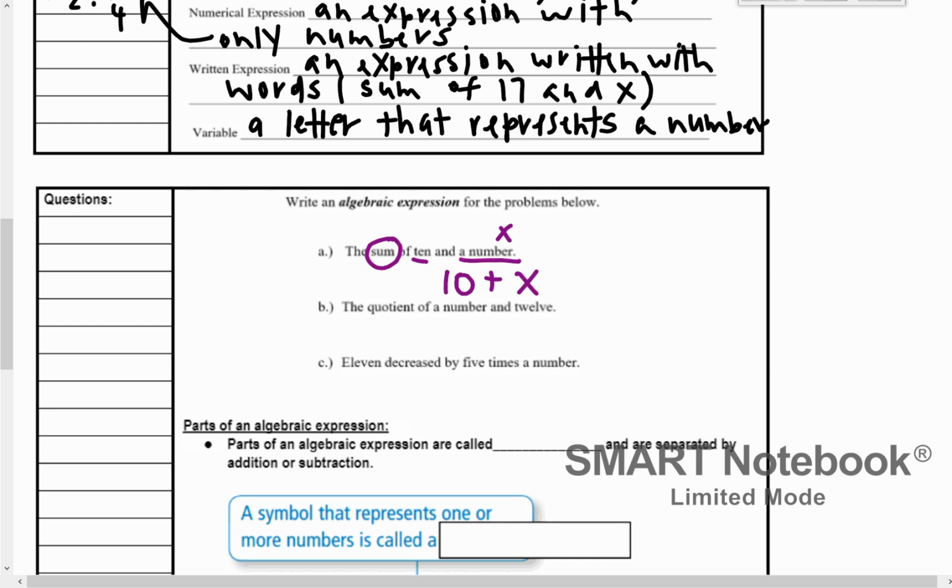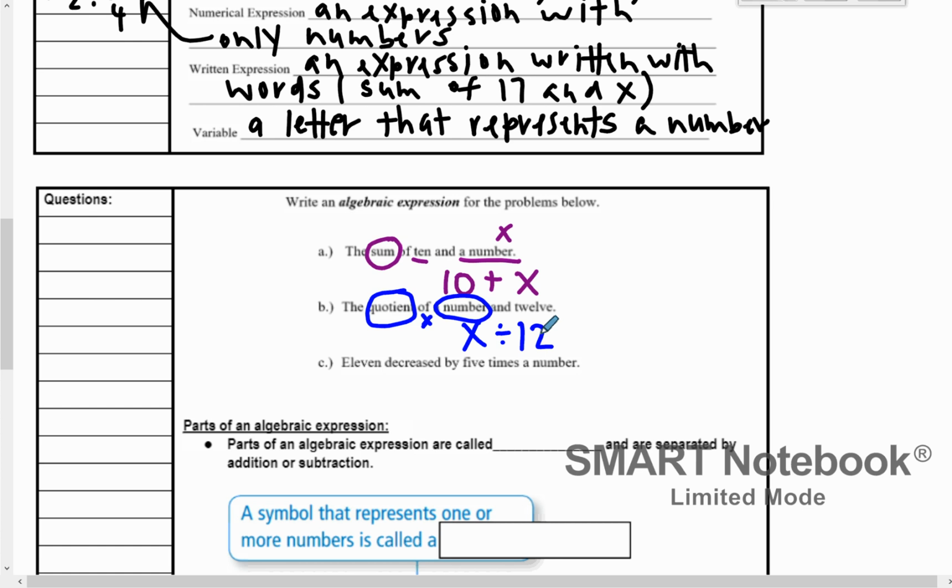Quotient is our next keyword. Quotient means divide. Okay, the quotient of a number and 12. Now when we write expressions, we write them how we read them, left to right. Okay, so it's the quotient. We're dividing something by something, and the number comes first. We don't know what number, so we're going to say x. Okay, since that comes first in our division problem. So the quotient of a number, which is x, and 12. X divided by 12.